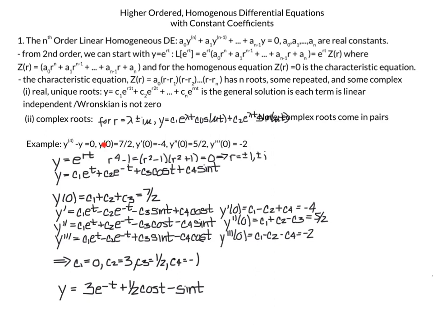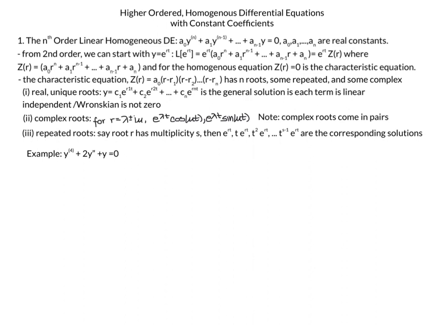Using our initial conditions, y of 0 is equal to 7/2, so I plug in 0, and I get c1 plus c2, this goes away, and this becomes c3 equals 7/2. I take the first derivative, and I plug in 0, and I use my initial condition to get this equation. Similarly for y double prime and y triple prime, and my initial conditions give me c1 is equal to 0, c2 is equal to 3, c3 is equal to 1/2, and c4 is equal to minus 1. Therefore, y is equal to 3 e to the minus t plus 1/2 cosine of t minus sine of t.